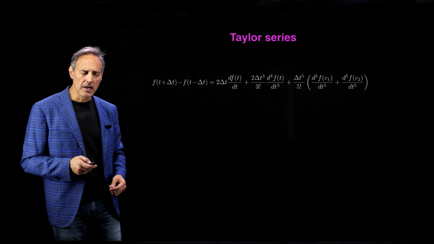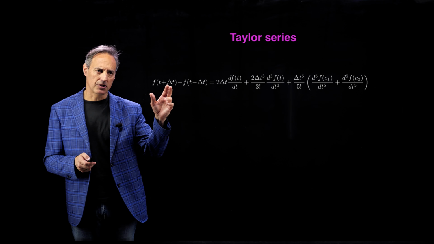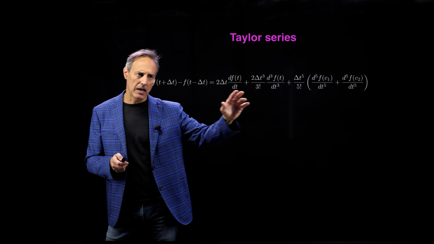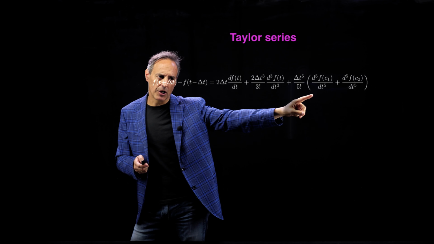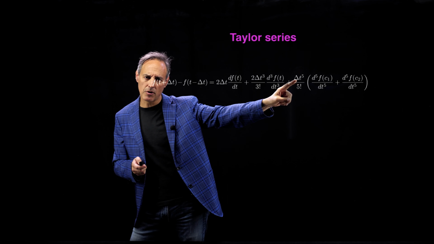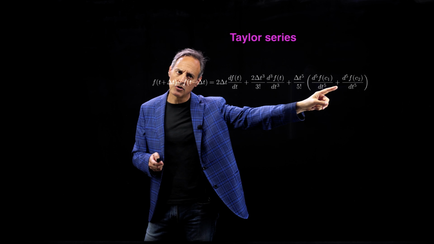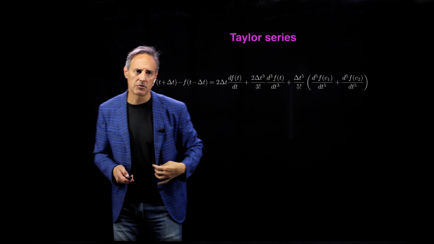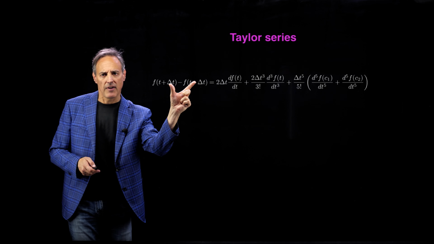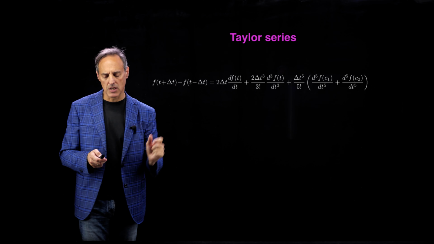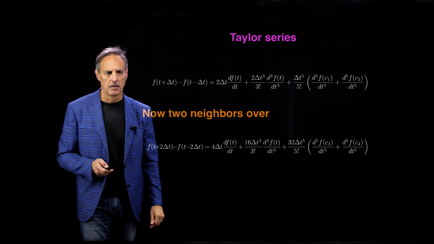And I can use this expression to write this out here with now I'm pushing all the error. I'm going to throw this term away here. You see the C1 and C2 here, but this is a Taylor series expansion for the difference of f of t plus delta t and f of t minus delta t.